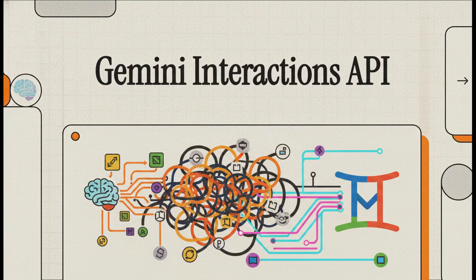Welcome to this explainer, where we are going to break down exactly how the Google Gemini Interactions API is completely re-engineering how we build autonomous systems. Okay, let's dive right into this.